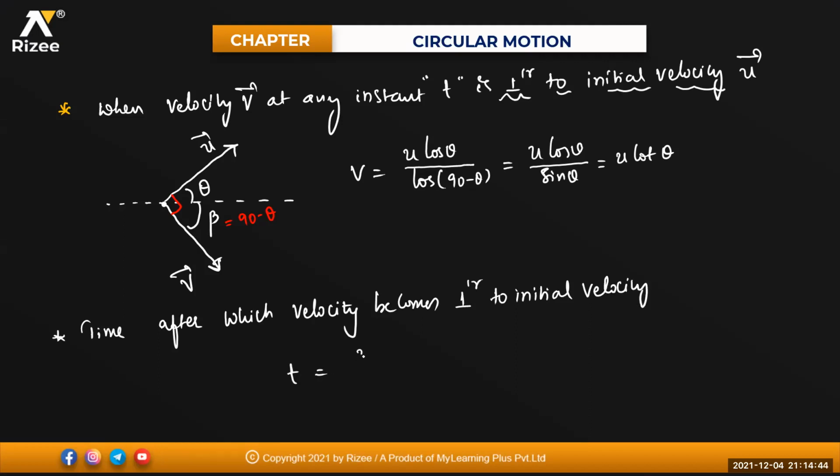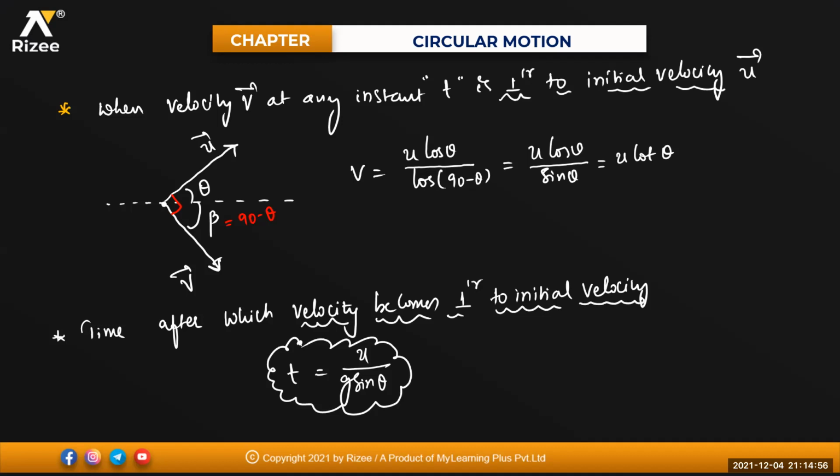The time is t = (u/g) sin θ. Very important relation, beta: the time after which the velocity vector becomes perpendicular to the initial velocity vector. T will be equal to (u/g) sin θ. Is it clear for everyone? Any doubt in this one to anyone?